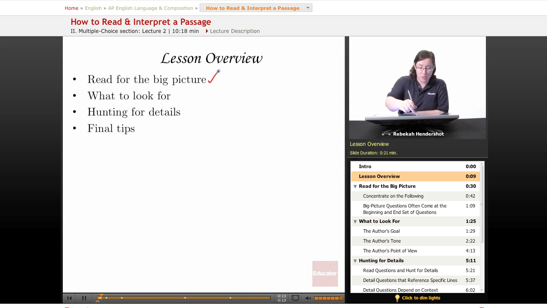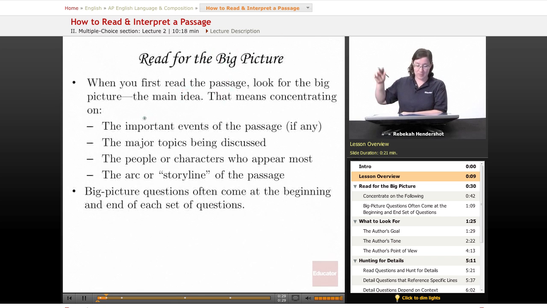We're going to talk about the importance of reading for the big picture instead of immediately jumping into the details. Then we're going to talk about what to look for when you read. We're going to talk about hunting for details, how to answer the detail questions when you get to them. And then we're going to do some final tips on how to survive this section of the test. All right, to begin with, read for the big picture.